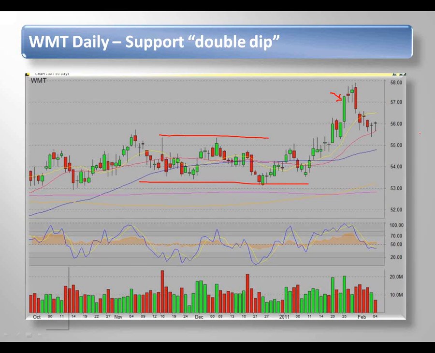So timing the entry, there are a couple things we notice here. We had 2 good days of pullback. We'd like to see at least 3 or 4 days of selling. Well, there's a 3rd day, kind of a doji day, a 4th day of some more selling, and then the 5th day, a double dip. We actually got the price to go down and trade through that 20-day moving average.